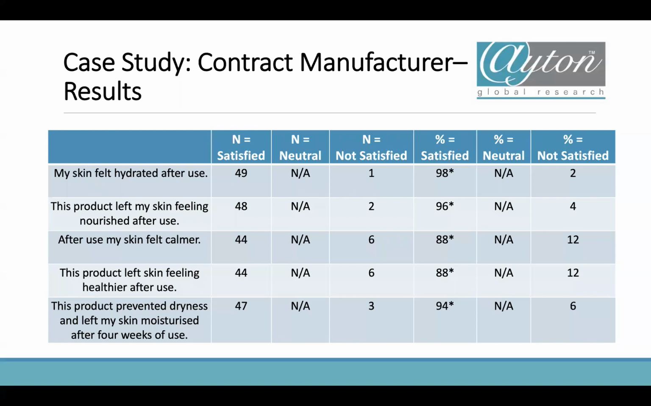This is a perfect questionnaire because we are asking the questions as statements and asking the participants if they agree or disagree with it. It's the best way for claims because we can literally lift these questions straight out of the report and put it straight into our marketing. So for example, the first question, we're looking at the percentage satisfied. We've got 98%. It's an incredibly high claim. Say 98% of people say their skin felt hydrated after use. How excellent is that claim?